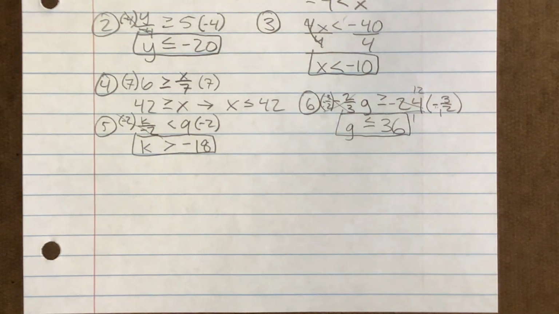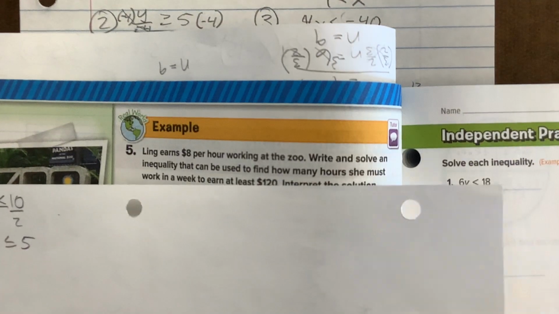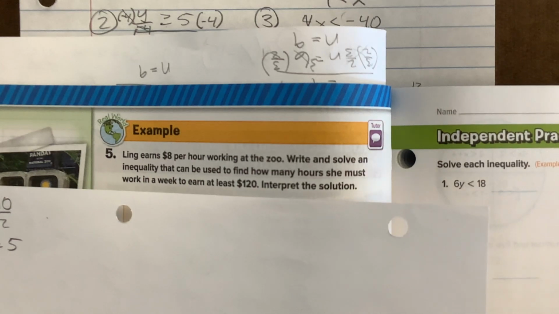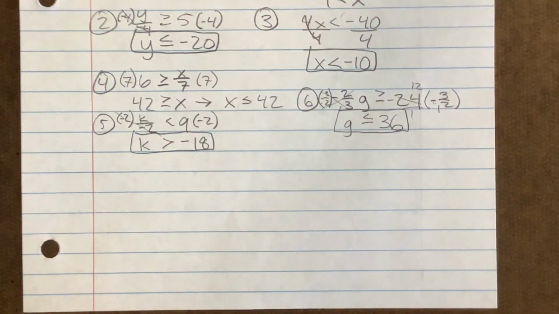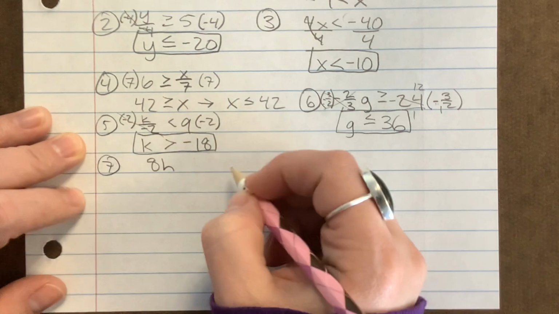All right, next up, let's do a story problem. I'll show you the story problem. Ling earns $8 per hour working at the zoo. Write and solve an inequality that can be used to find how many hours she must work in a week to earn at least $120. And then interpret the solution. Well, whatever. So $8 per hour. So I'm going to call that 8H.